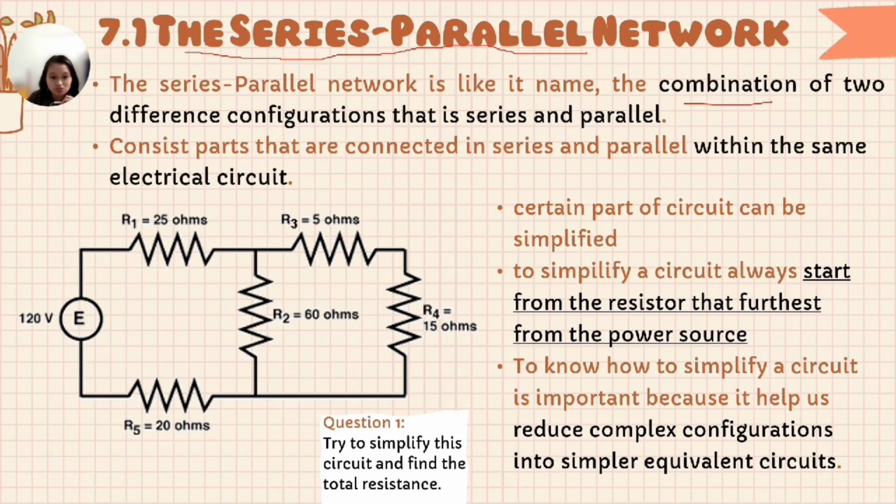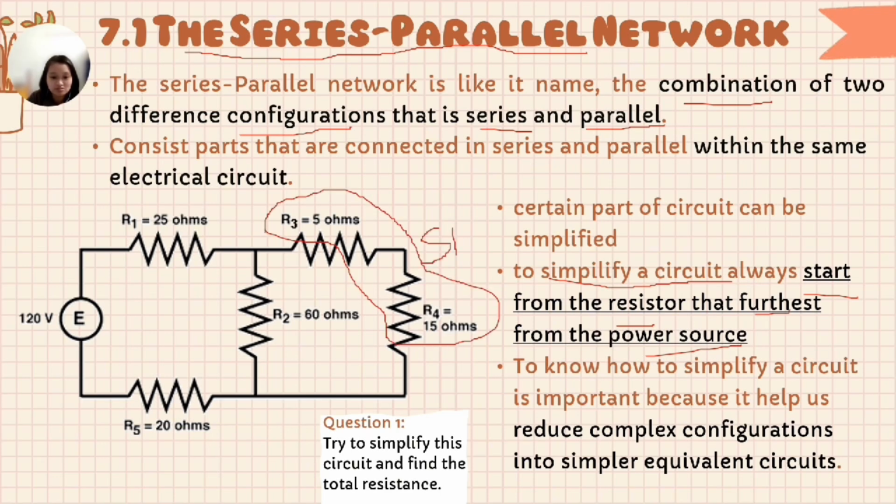It is the combination of two different configurations, that is, series and parallel. To calculate the voltage, current, and resistance, it is important for us to simplify the circuit. To simplify the circuit, we always start from the resistor that is furthest from the power source. For question 1, R3 and R4 are the furthest resistors.